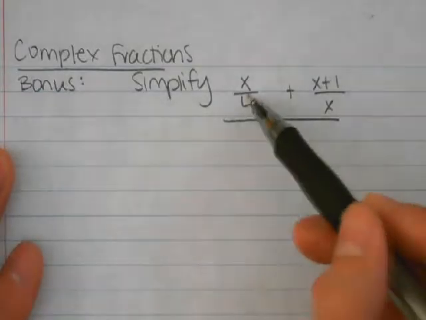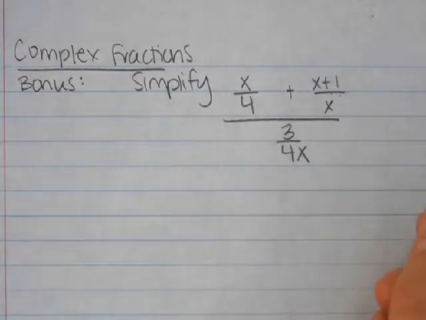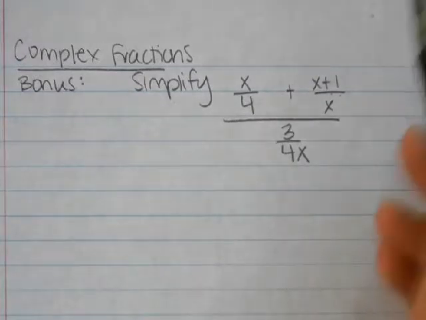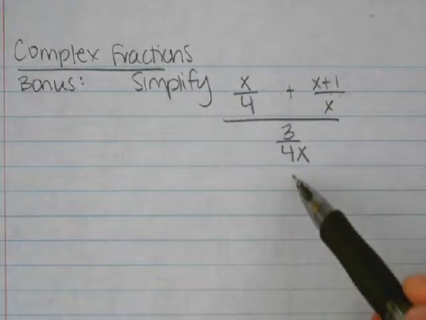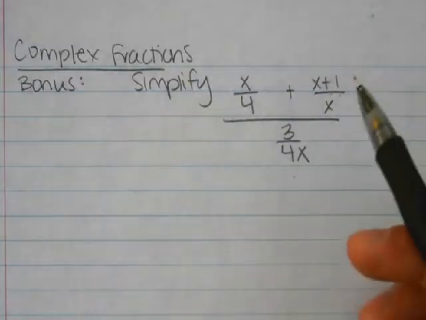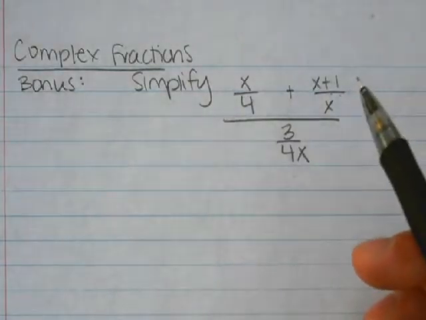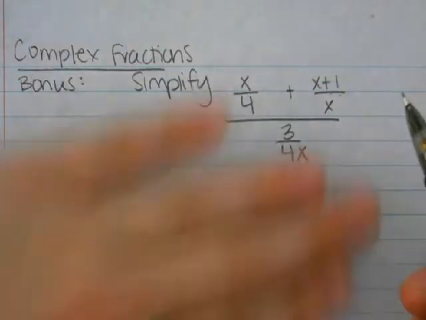If you look at this, I can see that this is an addition problem because I have two fractions being added together on the top. But it's also a division problem because I've got something on the top divided by something on the bottom. So it's a combination of two ideas that we've already learned about separately. So first, we're going to focus on the addition part.